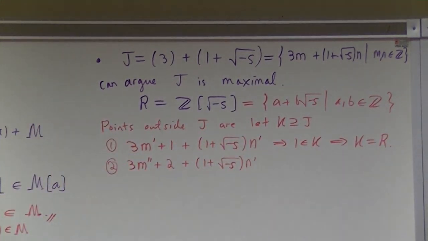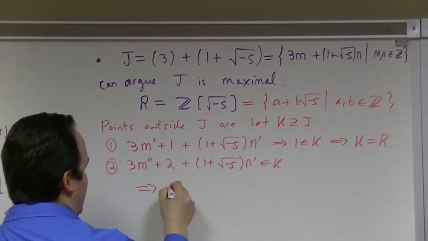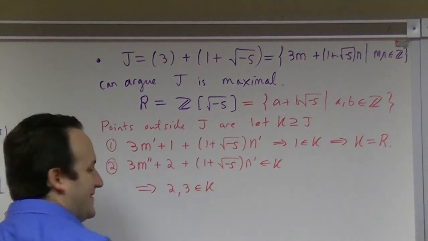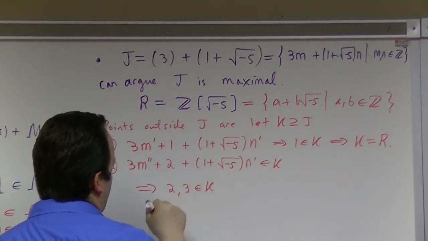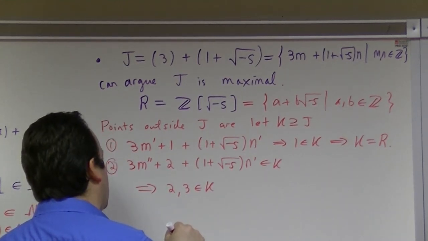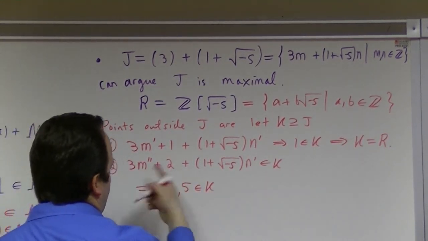Of course, I could write Z[√-5], but R is easier to write. What happens in this one? So if these guys are elements of K, that implies that 2 and 5 are in K. See, because you can choose m'' equal to 0, and m'' equal to 1. Right, yeah. 2 and 5? Oh, well, 2 and 5, right? That's easy enough to see. 2 comes from m'' equal to 0, 5 comes from m'' equal to 1.